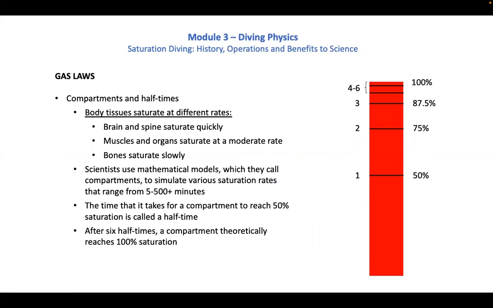Any discussion of diving physics requires a basic understanding of tissue saturation. J.S. Haldane, who was commissioned by the British Navy, studied tissue saturation in order to develop decompression tables. He found that the body tissues saturate at different rates. Fast tissues like the brain and spine saturate quickly in half-time increments. For instance, if a tissue is classified as a 10-minute tissue, this means that at 10 minutes, the tissue will be 50% saturated. Then, every 10 minutes after that, the tissue will further saturate by 50% until, in theory, the tissue is fully saturated.